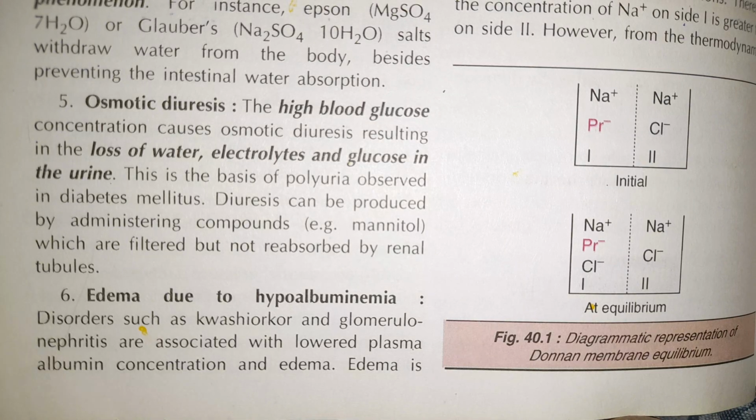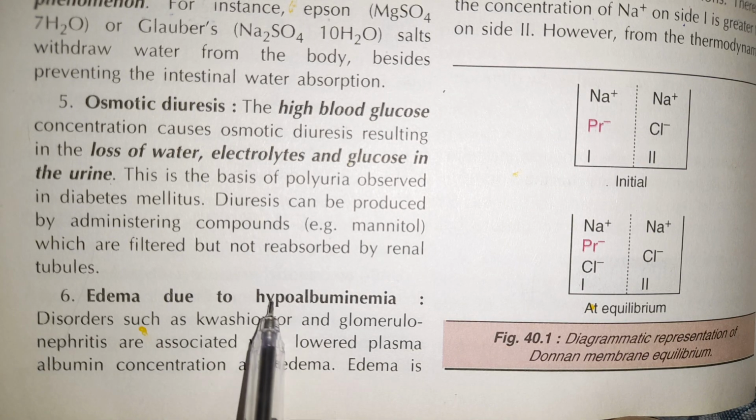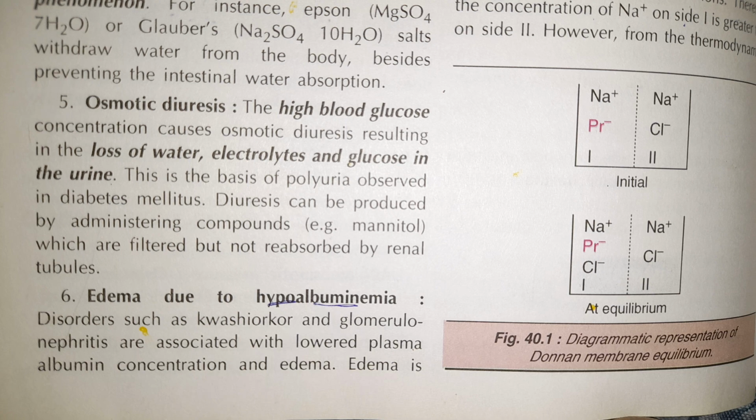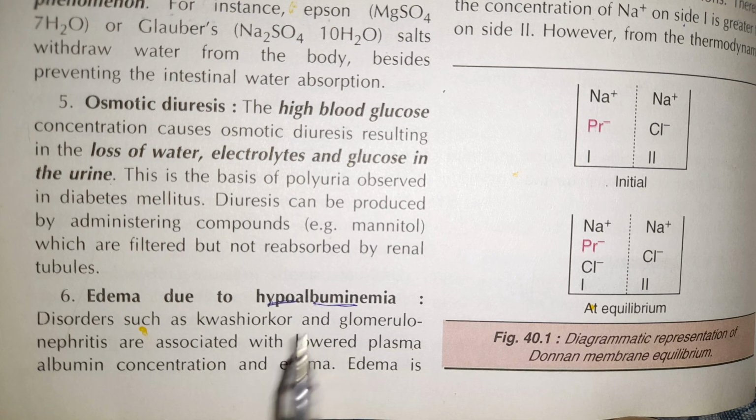Now we have a state of hypoalbuminemia. Hypo means less and albumin is a protein. As you know, the osmotic pressure that is exerted by proteins is known as oncotic pressure. So when there is less oncotic pressure, water will not move into the blood, rather it will stay accumulated in the tissues. In such a situation, accumulation of water in the tissues will produce edema or swelling of different body parts.